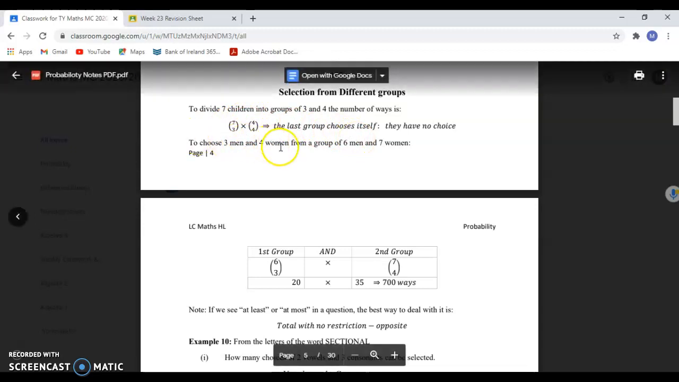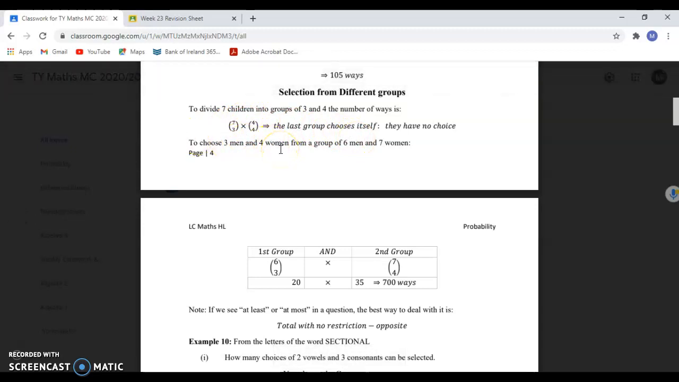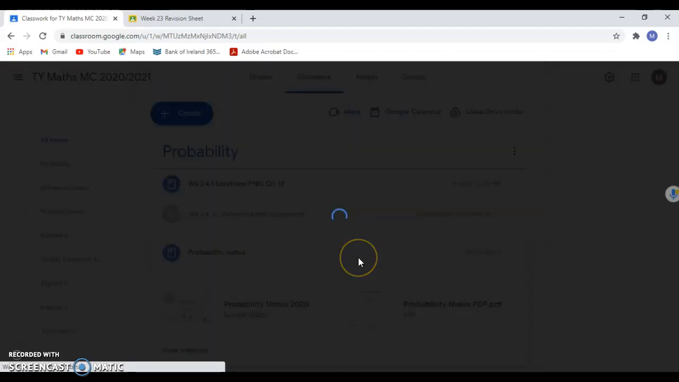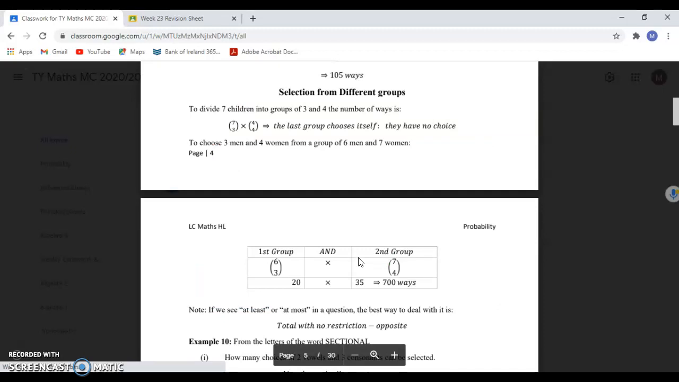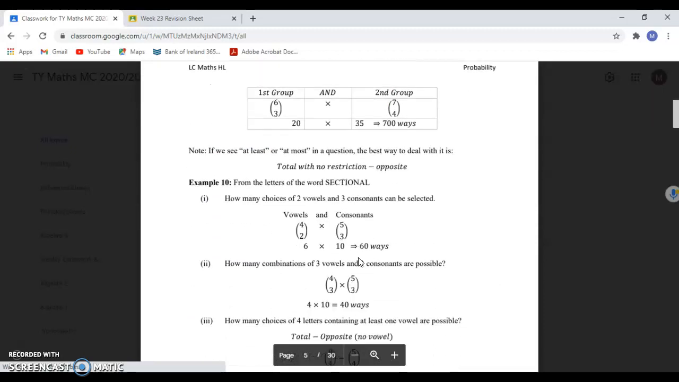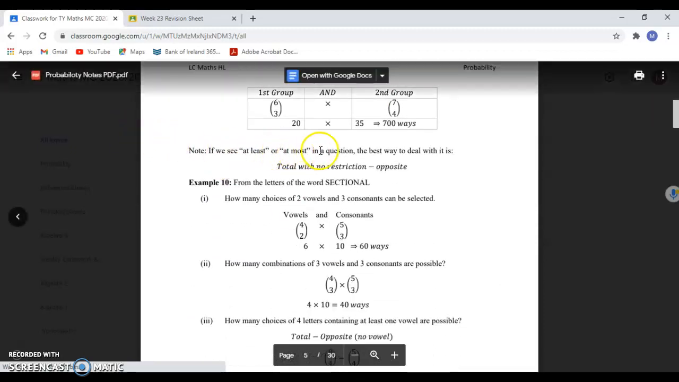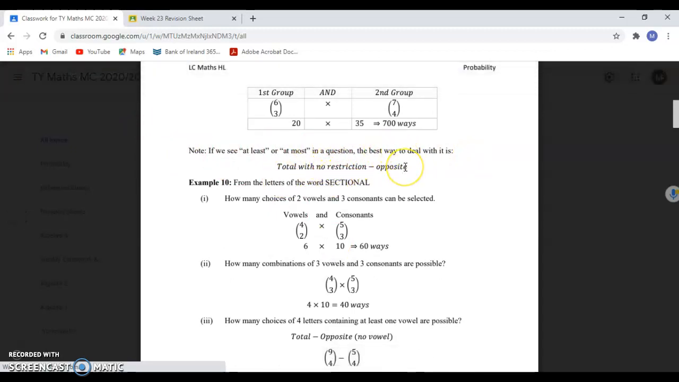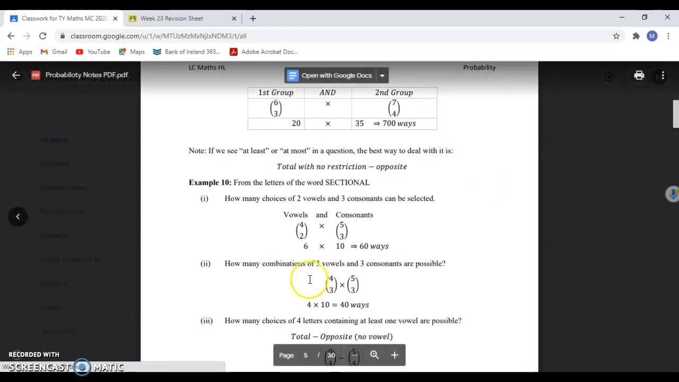To choose 3 men and 4 women from a group of 6 men and 7 women, you do the first group and the second group. Okay, so if we see at least or at most, the best way to deal is the total minus the opposite. Right, let's have a look at this one here.